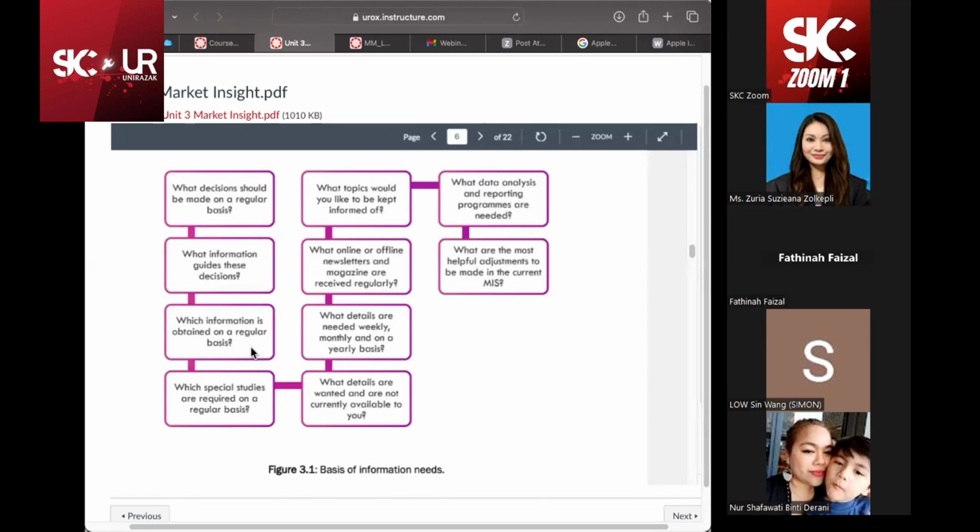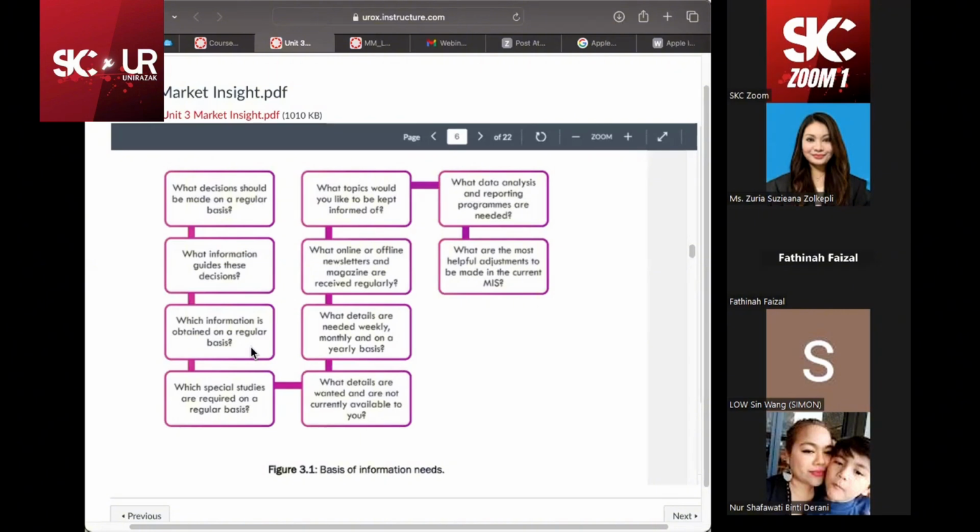And from the research part, actually, it can help the clinic as well to understand their customers better. It depends which information you want to obtain on a regular basis. Which special studies are required on a regular basis. So normally when you want to introduce a new product, a focus group is important, maybe before you develop the product. And then a lot of testing happens, special studies, right? But maybe not too regular.